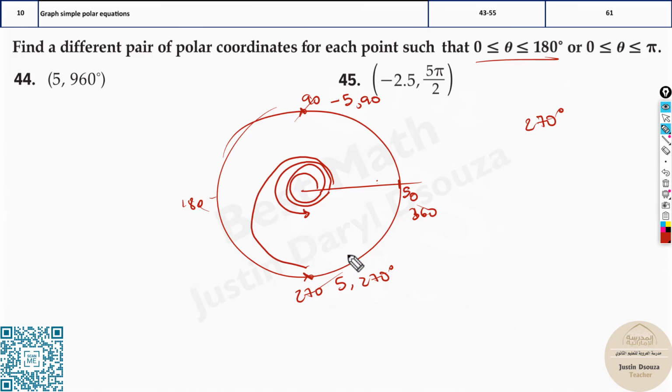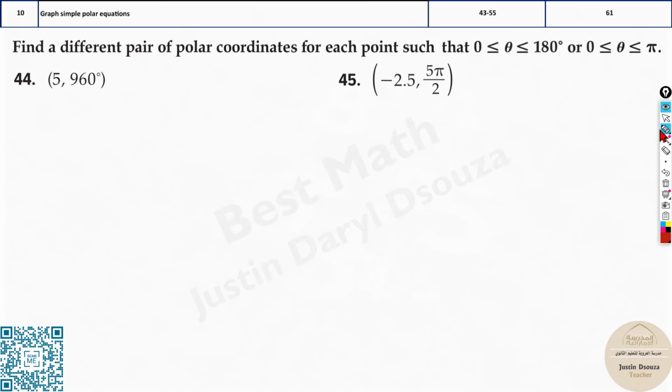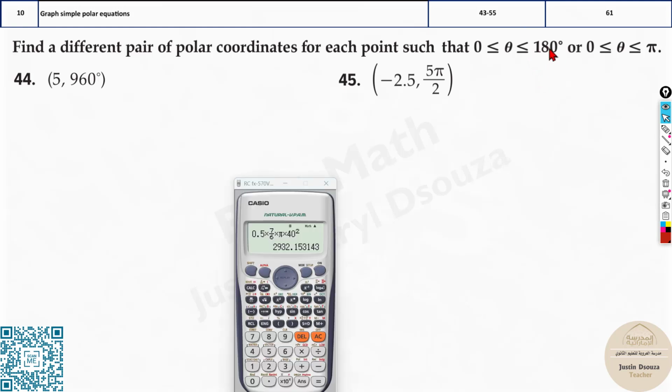I'll tell you a shortcut method, since it's the electronics part. Now here what we can do is we can just use our calculators and look at the question. They're asking for 180 degrees, right? All you need to do is write this 960 and keep subtracting 180. How many times? If you just subtract once, no. The number must be 180 degrees or lesser than that. It should be within this range. It will happen if you keep on subtracting by 180.